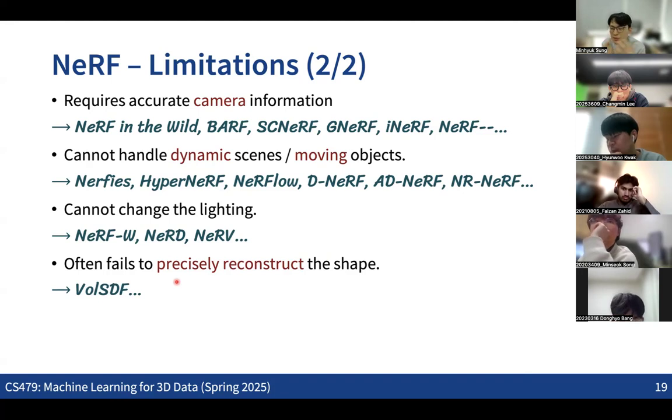But there is also some more advanced work that is not just getting volume information, but directly getting precise surface information. So you can also check that out.